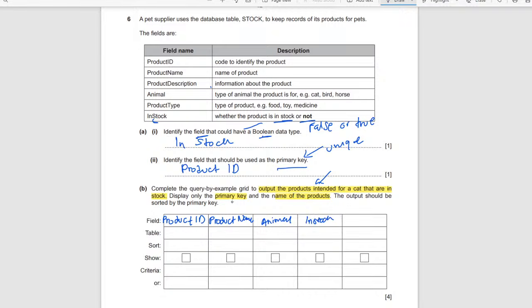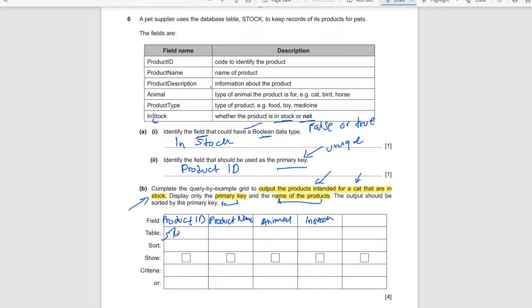Because it says display only the primary key and the name of the product. So we have to display the name of the product. We have to display the primary key. The primary key is the product ID, hence why we have product ID in this. Then of course we have the animal, which will tell us whether it's a cat or not, and then in stock whether it's in stock or not. That's how we get it.